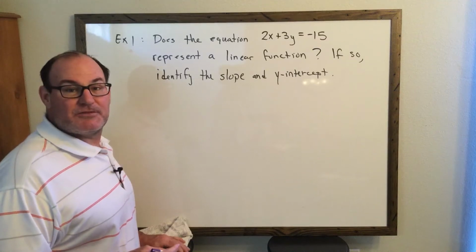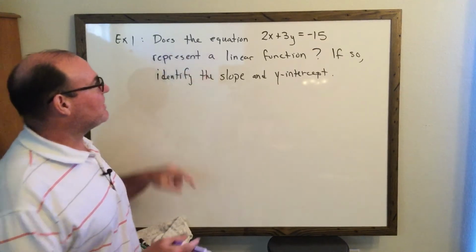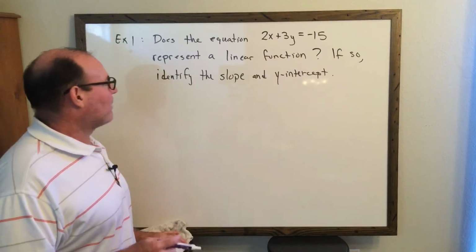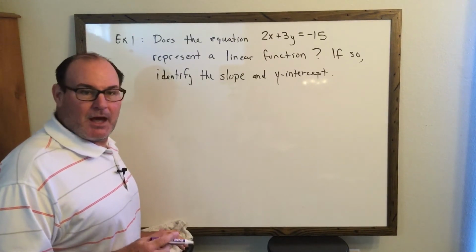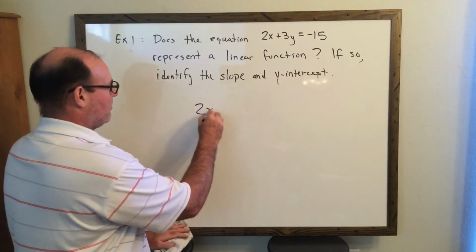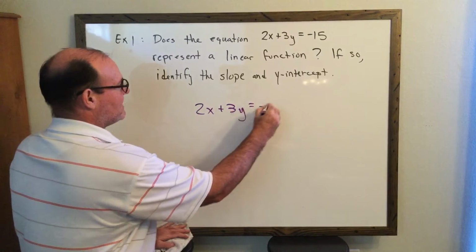All right, so in this first problem, we are asked, does the equation 2x plus 3y equals negative 15 represent a linear function? And then if it does, find the slope and the y-intercept. So we've got 2x plus 3y equals negative 15.